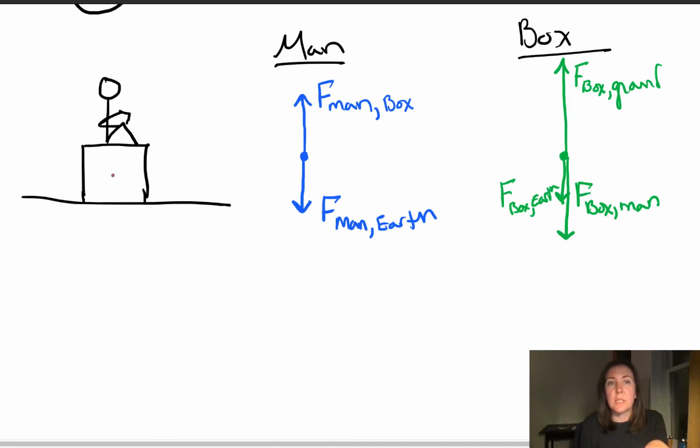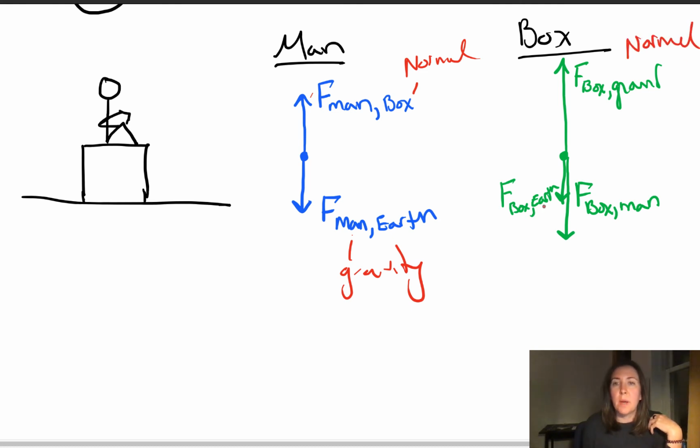This is a man sitting on a box. Here's the free body diagram of the man. Again, this is our normal force, and this is our gravitational force, gravity. And the box, we have the force on the box by the ground. This is the normal force. We have the force on the box by the earth. This is the gravitational force, or the weight of the box.